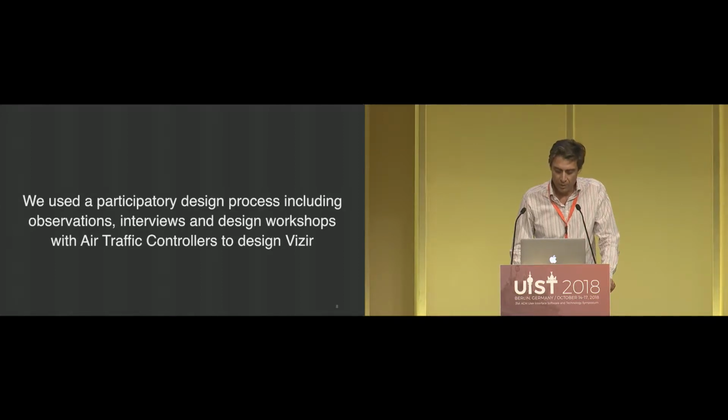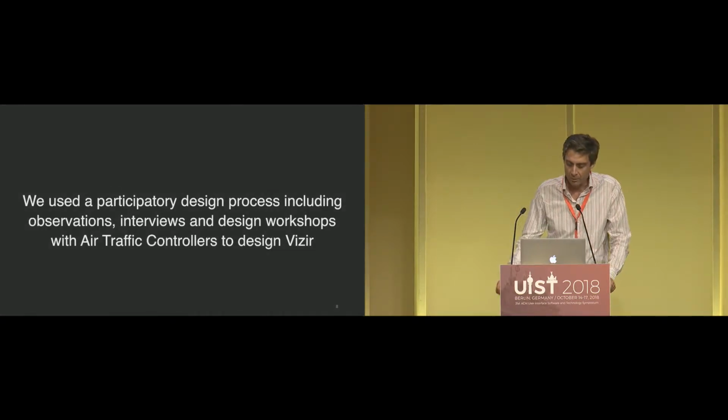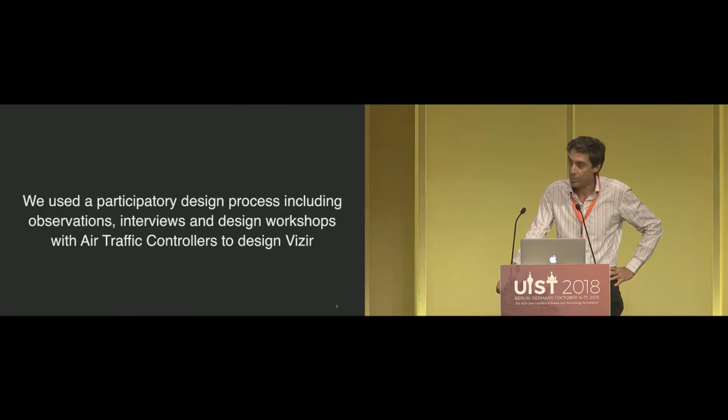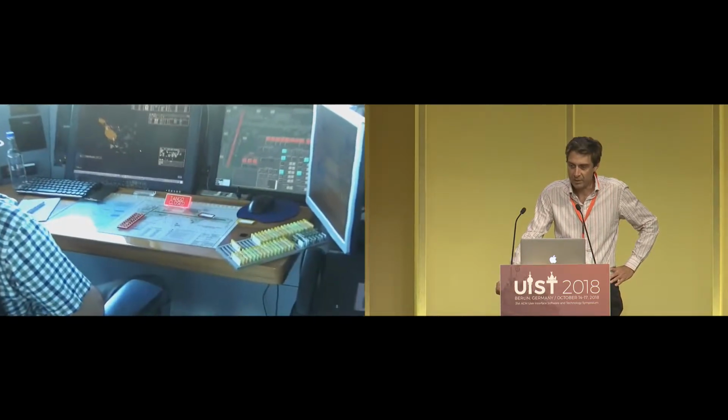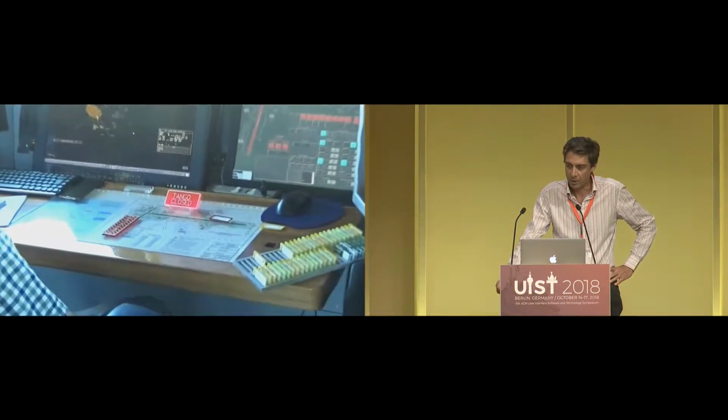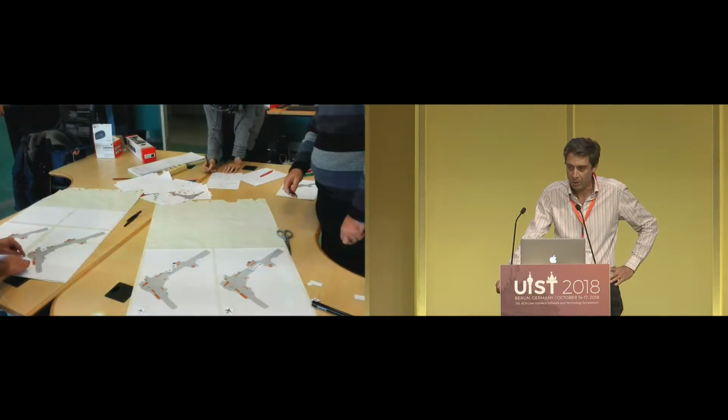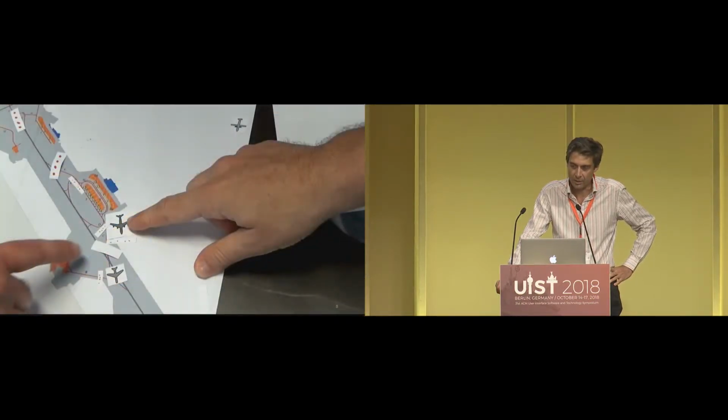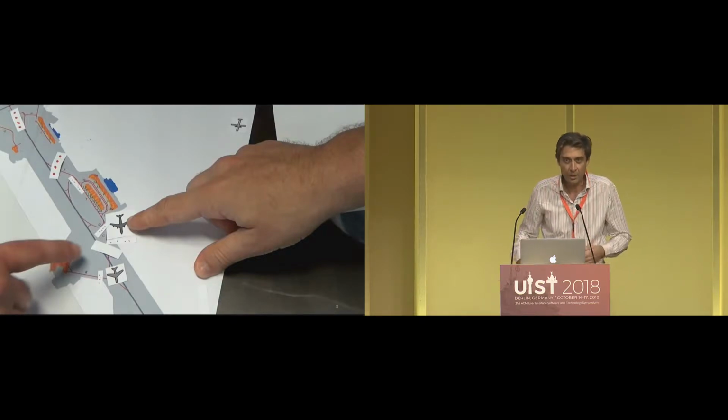So how did we do that? We used a participatory design process. We went to the actual settings. This is a picture of the actual settings in Malta Airport. And we worked together with the ADCOs, the controllers, to design how a system could support the design of automation, the authoring of automation.